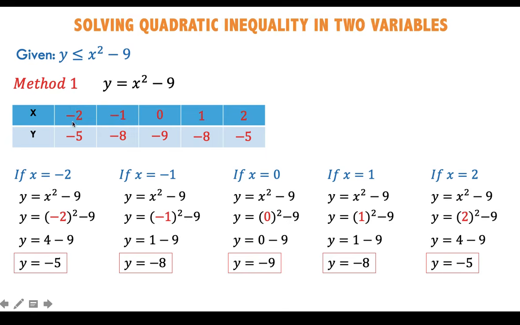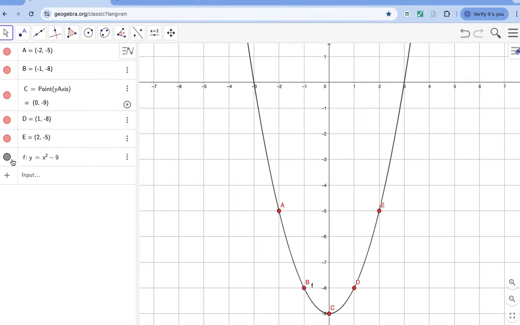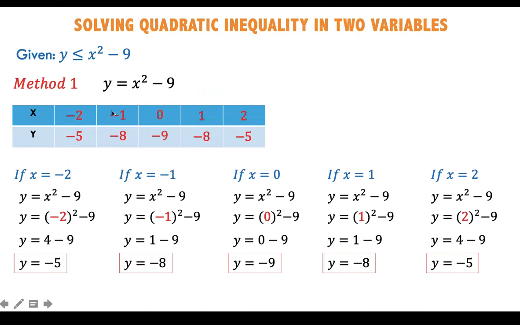After this, we're going to plot these points or coordinates in a Cartesian coordinate plane. And here's our Cartesian plane. So we're going to plot the -2, -5. Here you are. The -1, -8. The 0, -9. The 1, -8. And 2, -5. After plotting the points, we're going to connect them. And this is how it looks like. It forms a parabola because our given is a quadratic equation or quadratic inequality.